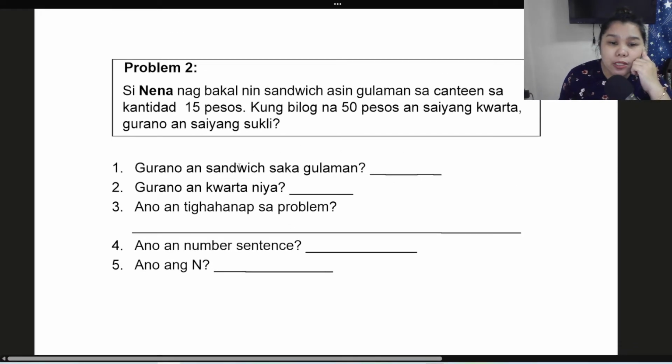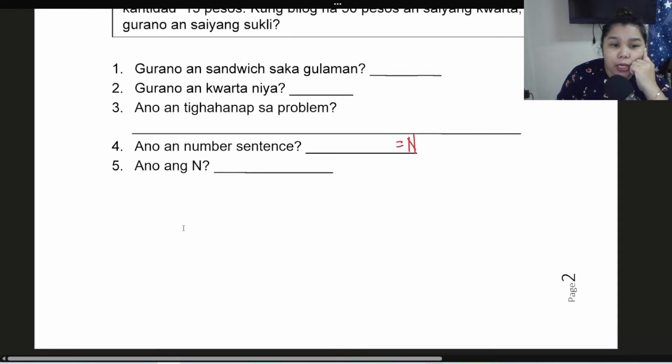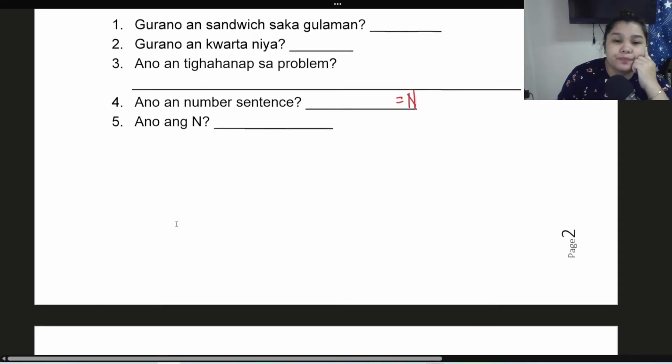Okay, number 1, gura ng sandwich at gulaman. So, how much did she spend for sandwich and gulaman? Number 2, gura ang kwarta niya. And then number 3, anong tigahanap sa problem? Again, this is the question found in the problem. And then number 4, anong number sentence? So, ang clue dyan, it ends with n. So, and then ano an n, you need to solve it. Mas mabuti, isulat mo na in column para makita mo na before you give the answer for number 5.